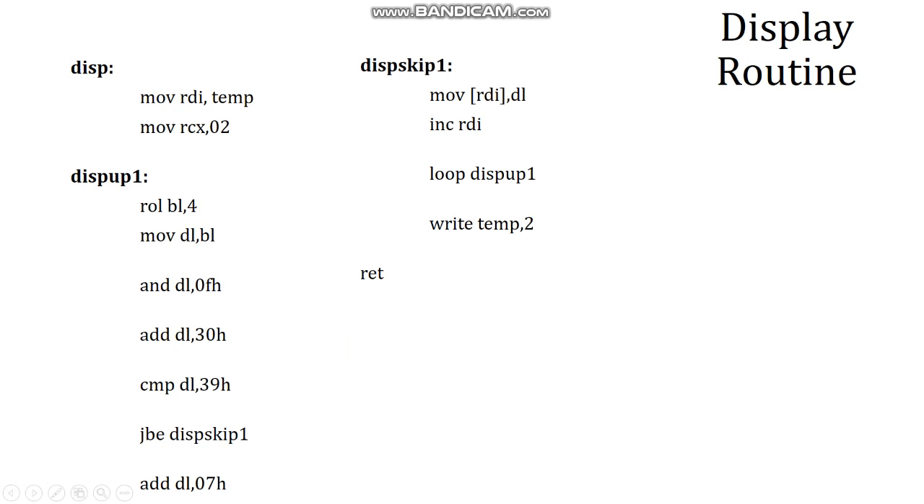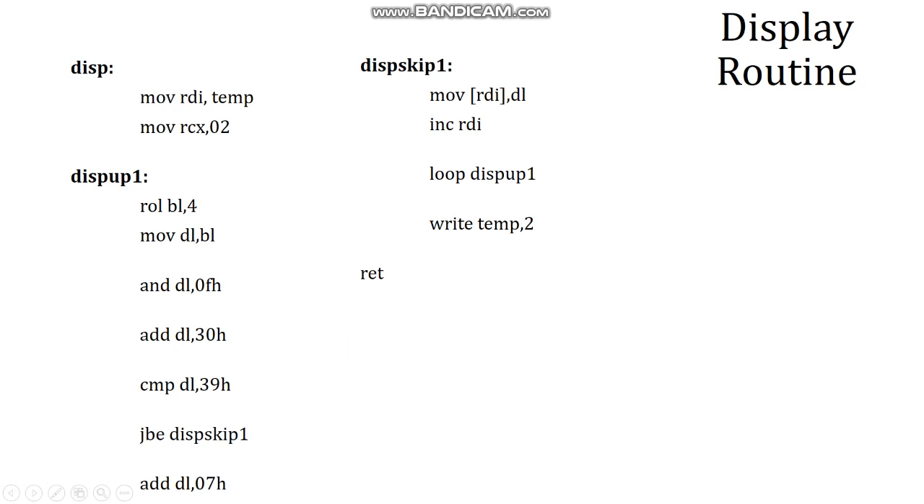This particular routine displays two digits of a value, that means 8 bits are displayed by using this display routine, and the logic we have studied many times. Whatever value is coming in BL, we are rotating that value by 4, then that value is stored into DL, then we perform a masking operation to make one of the digits 0, then we add 30 to that, then we compare with 39. If the value of DL is less than or below 39, then we move that value into RDI directly, and then we increment the value of RDI.